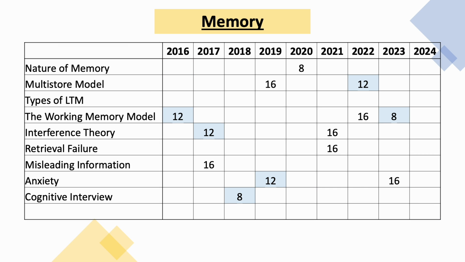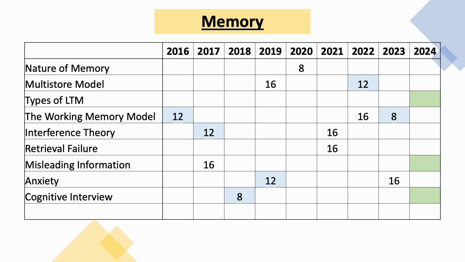Moving on to memory, this is what's come up already. It's quite a popular chapter for essays, but there are a couple that stick out. Types of long-term memory has never appeared. It's a short topic and it's not easy to squeeze 16 marks out of the essay, or at least the 6 marks out of the outline, so make sure you do a little bit of practice on that.